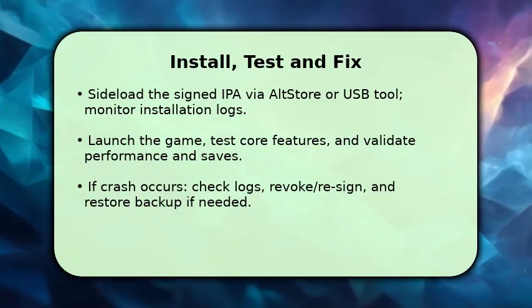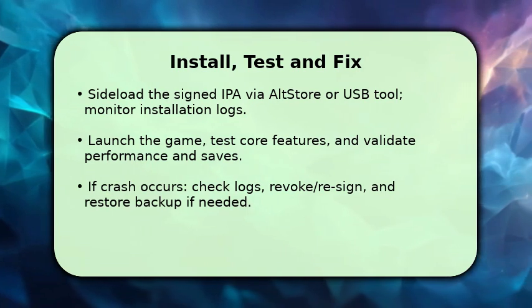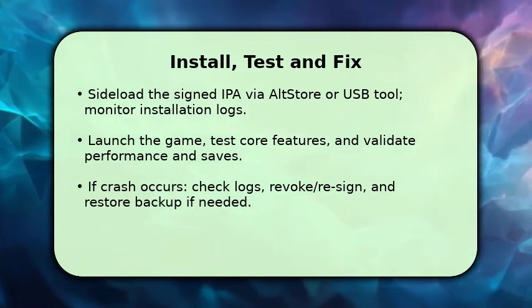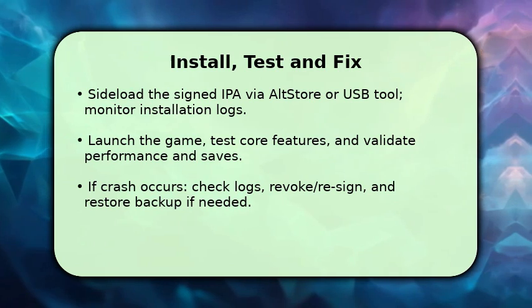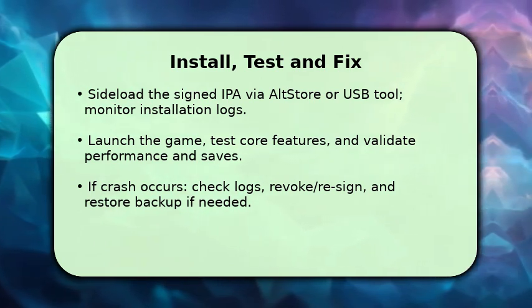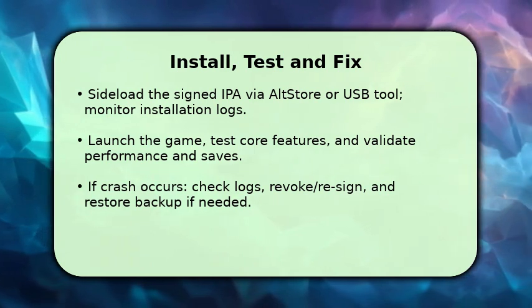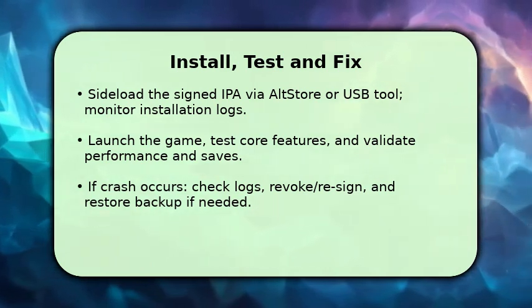You complete the process by sideloading the signed IPA to the device. Watch install logs for errors and wait until the app icon appears. Once installed, launch and immediately test core mechanics, sign-ins, and save functions so you can catch issues early.